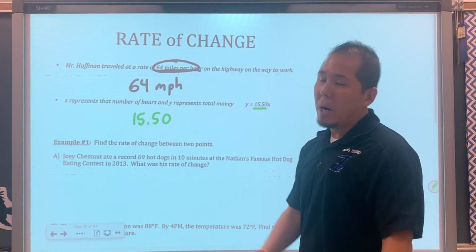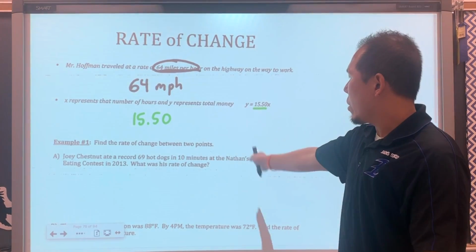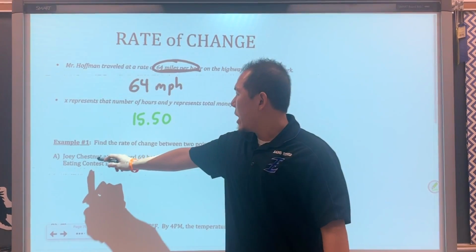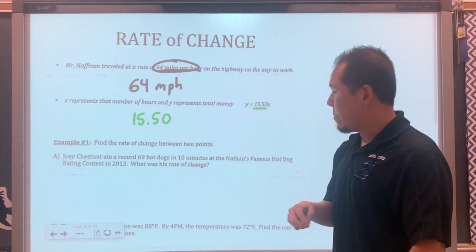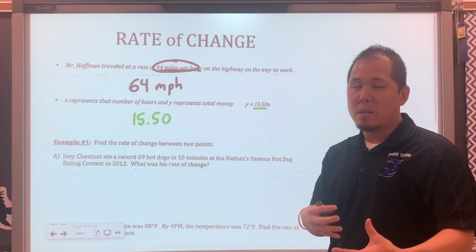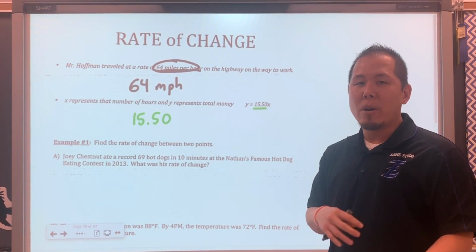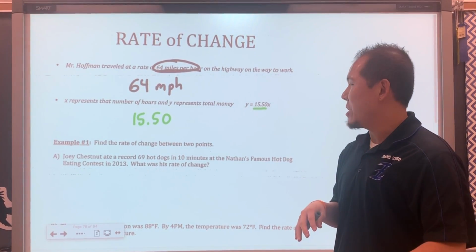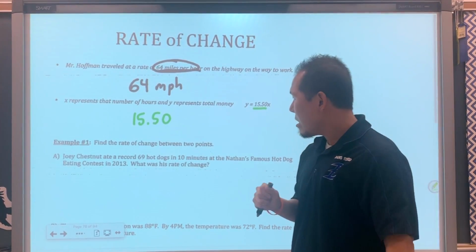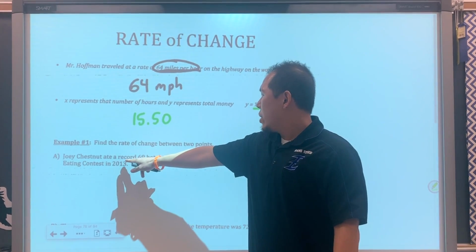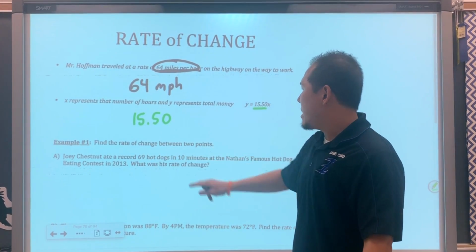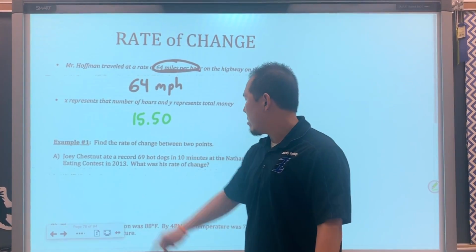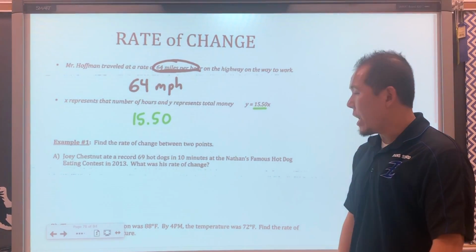The second type of rate of change is when we're looking at an example and there are 2 different points. So, Joey Chestnut, I don't know if you know who he is. He's a professional eater. He eats hot dogs on the 4th of July. You might want to check it out on YouTube and check out the contest. It's kind of disgusting, but interesting. So, Joey ate a record 69 hot dogs in 10 minutes at the Nathan's Famous Hot Dog Contest in 2013. What was his rate of change?